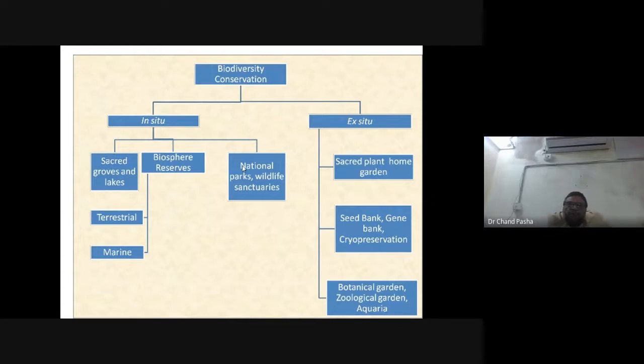So, what is in situ? Within that place, you are supposed to conserve. Wherever the rich biodiversity is, in that area you make some restrictions on the entry of other organisms, like human exploitation, so that the biodiversity of that area will be protected. Examples are sacred groves and lakes, terrestrial areas, marine areas, national parks.